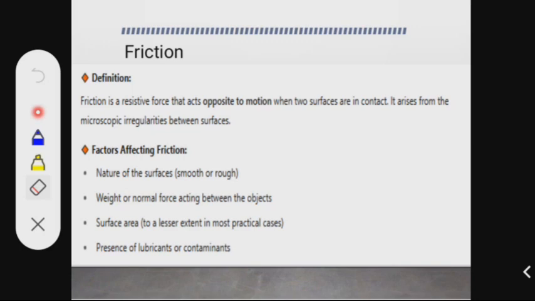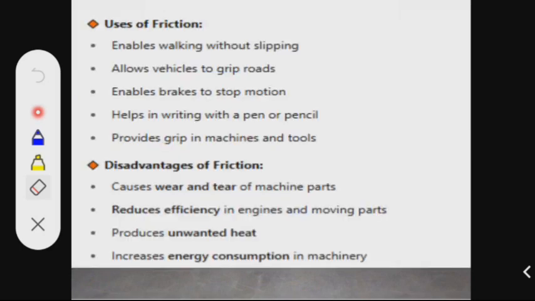This next slide is talking about uses of friction. I'll just be rushing through this because we're running out of time. Friction enables walking without slipping. If there was no friction, if the ground was very smooth, people would fall. It allows vehicles to grip roads well. That's the reason why they make the surface of your tire rough, because when it is rough, friction is more.